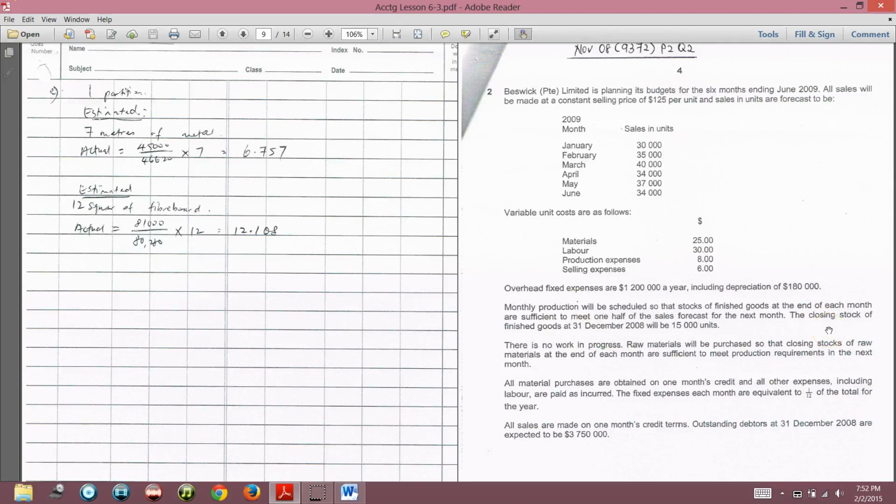So you must produce enough so that your closing stock would be able to meet half of next month's sales. The closing stock of finished goods at 31 December 2008 is 15,000. So that means the opening stock at 1 January 2009 is 15,000.